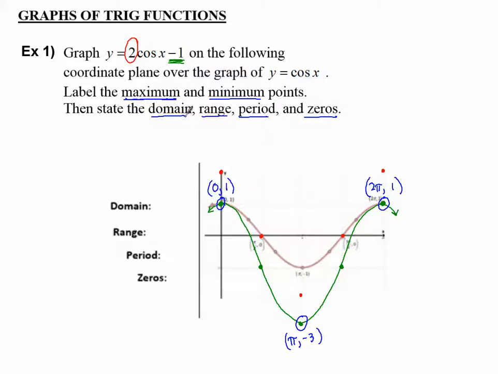State the domain. Well, this function will continue to cycle forever and ever, so our domain is still all real numbers, or the way they wrote it, negative infinity to infinity.